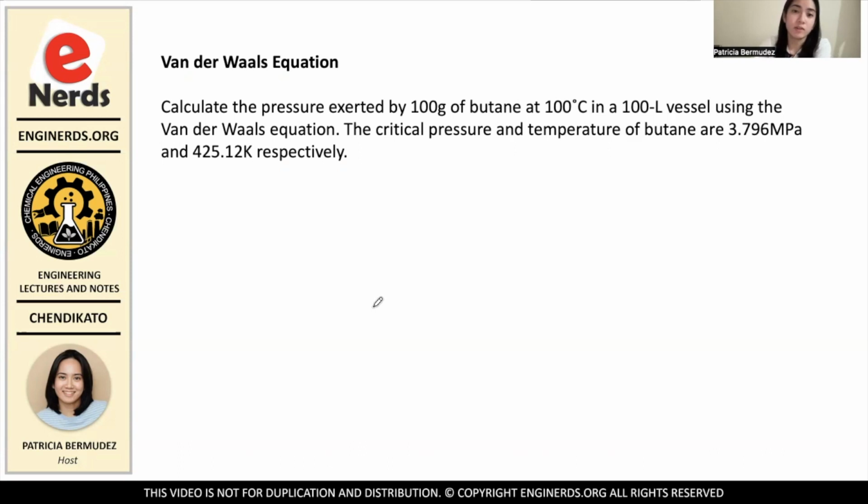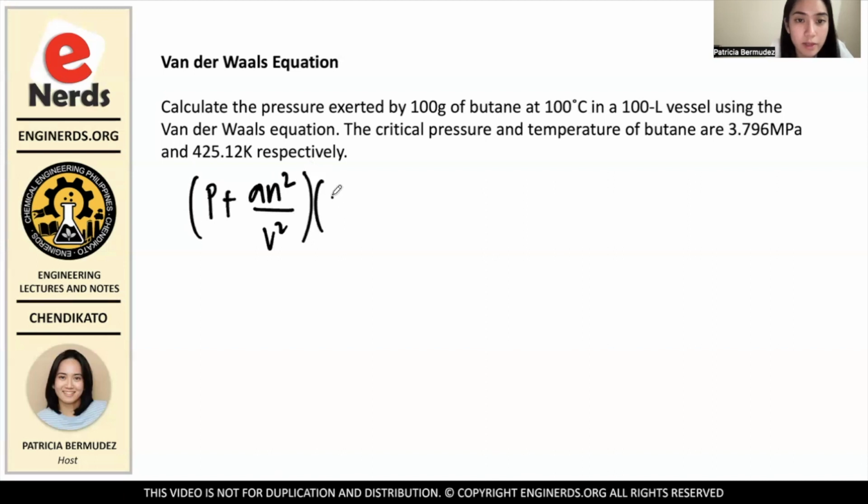So we know that the Van der Waals equation is for gases that are not ideal, meaning they do not follow the usual PV equals nRT equation. However, the structure of the formula is very similar. So our Van der Waals equation is given by (P + a n squared over V squared), and then this is multiplied by (V minus nb), equals nRT.